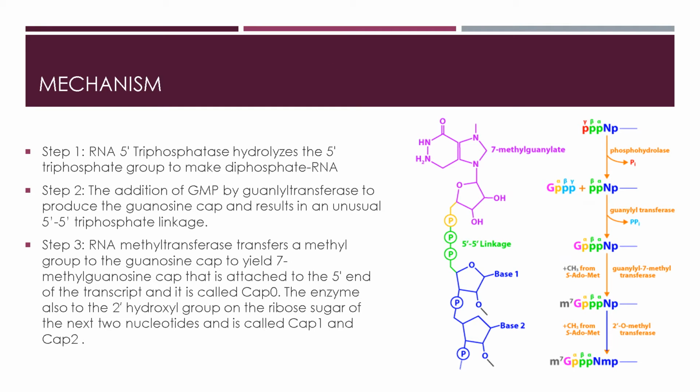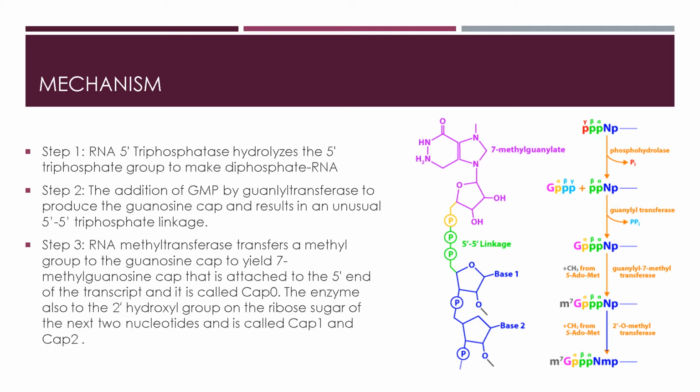The mechanism involved in 5' capping has three major steps. The first step is where the 5' triphosphate end gets hydrolyzed to yield 5' diphosphate. This reaction is catalyzed by RNA 5' triphosphatase. The second step is where guanine monophosphate is added to the diphosphate end and thereby forms an unusual linkage known as 5' triphosphate linkage. This reaction is catalyzed by the enzyme guanyl transferase.